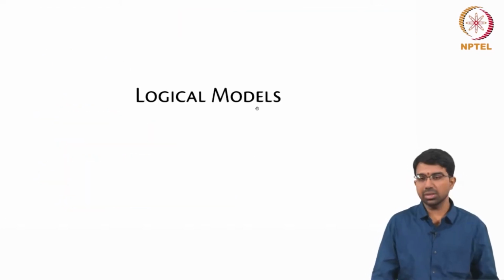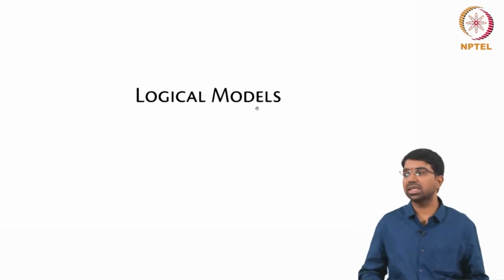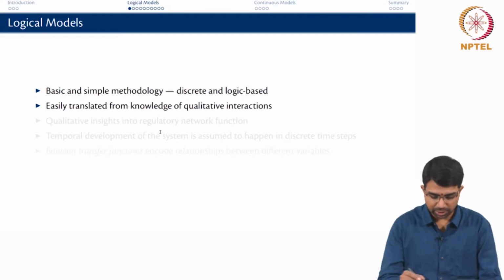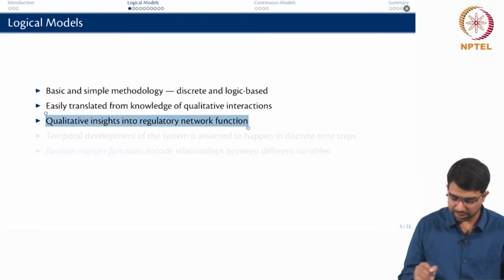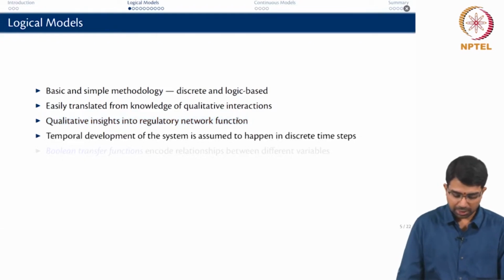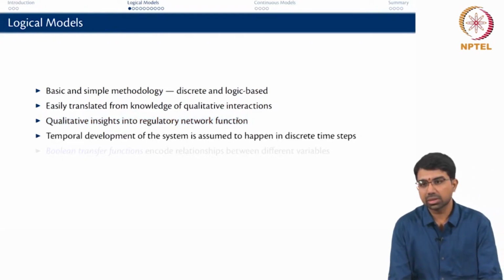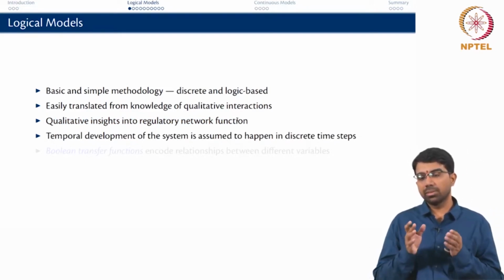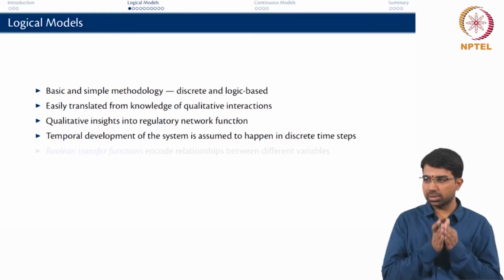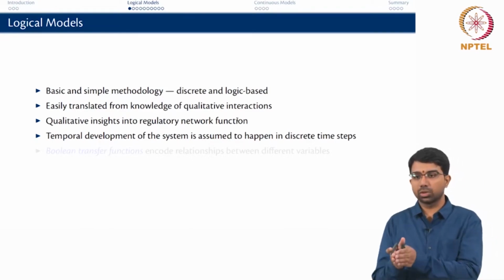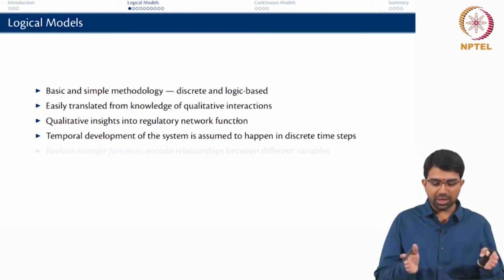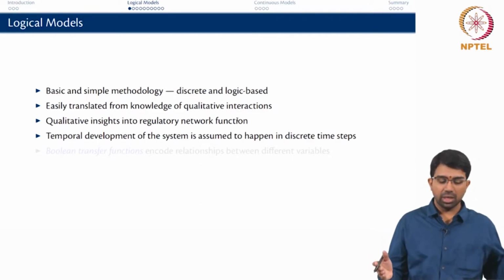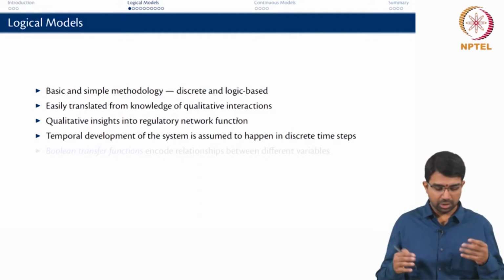So, what are logical models? Logical models actually belong in a discrete modeling framework. They are easily translated from the knowledge of qualitative interactions, and of course, you will get qualitative insights into regulatory network function, and the temporal development of a system is assumed to happen in discrete time intervals. Meaning you have a snapshot of the system at t equal to 0, then at t equal to 1, at t equal to 2 and so on, and you can make a relationship between how the state of the system at t equals 1 or 2 depends on the state of the system at t equals 0 or 1 and so on and so forth.